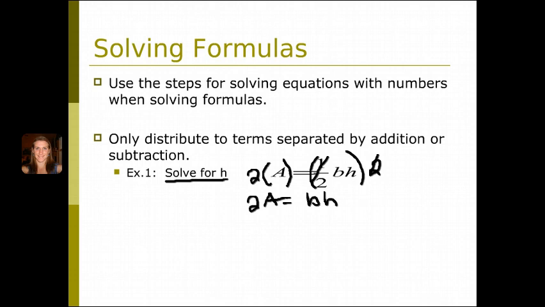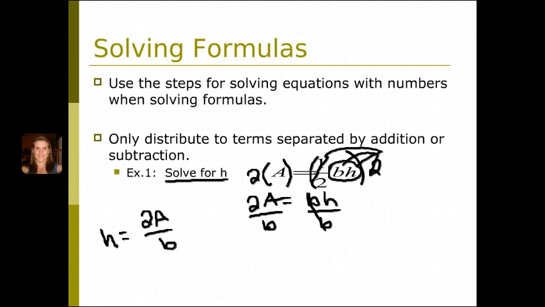If I'm solving for h, I'm trying to get h all by itself. Right now, b is multiplying h. So to undo the multiplication, I have to divide both sides by b. So I'm left with h equals 2a over b. Remember, when you are distributing to terms that are separated by addition or subtraction, you are not distributing to the 1/2, the b, and the h. The b and the h are all part of one term, so you are not distributing to those. That's how we just got the bh here.